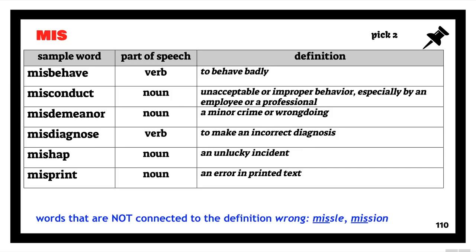Pick 2 sample words to include in your notes. Be sure to write down all parts of speech as well as definition. Misbehave, misconduct, misdemeanor, misdiagnose, mishap, which is a noun, it's an unlucky incident, and misprint. Words that are not connected to the definition wrong are missile and mission. Go ahead, pause the video, pick 2.